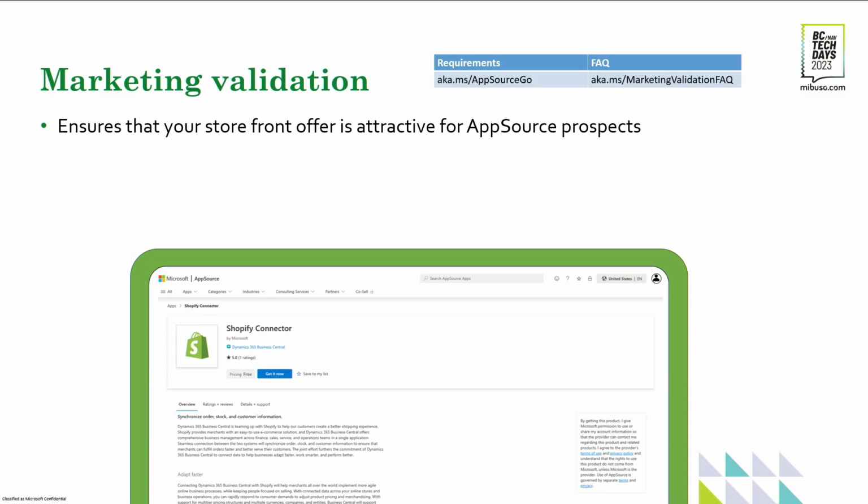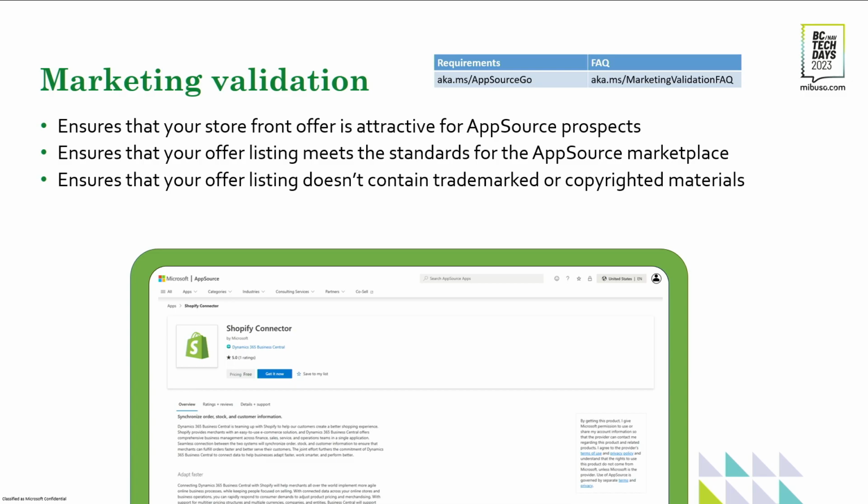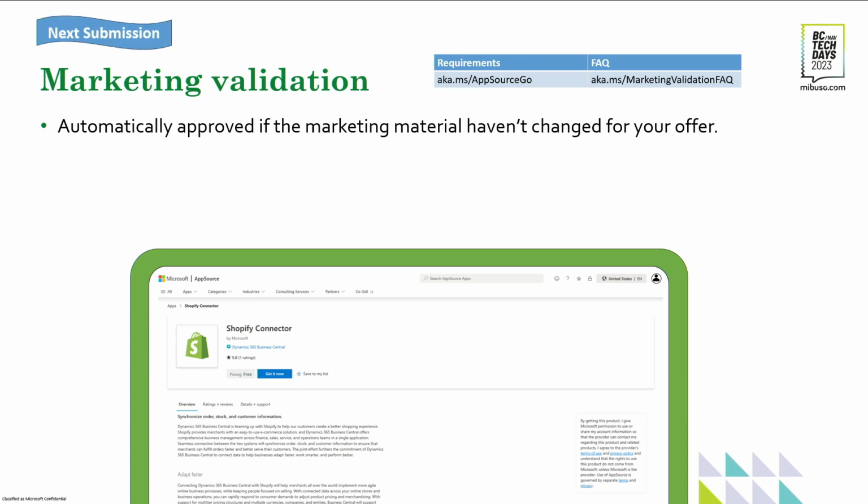So this ensures that your offer is attractive for customers and for your prospects. It ensures that your listing meets the requirements for the marketplace. It's checking for trademark and copyrighted materials, checks that your offer description is in line with your metadata, everything that we've discussed a bit earlier. And once this is done the first time, it might not be performed every time.